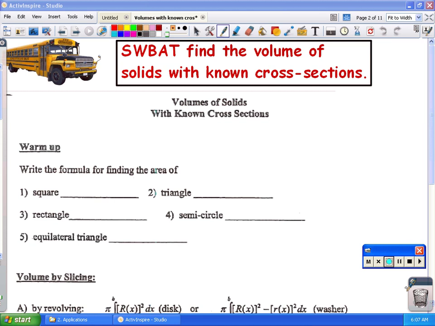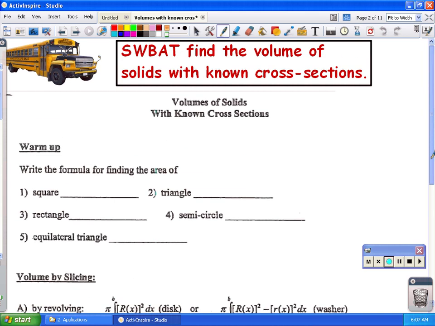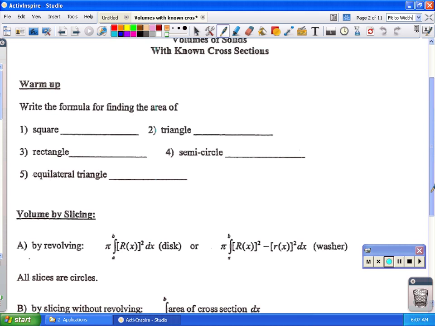Okay, our new topic is to find the volume of solids with known cross sections. Sometimes you'll hear it referred to as volume by slicing. So it's either volume with known cross sections or volume by slicing. So our warm-up, as you can see, and I don't know what page this is in your packet, but you can find the page and take the notes in your packet.